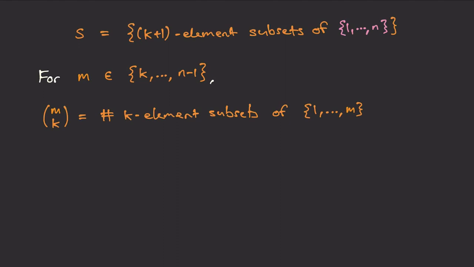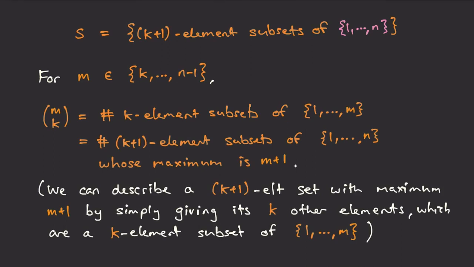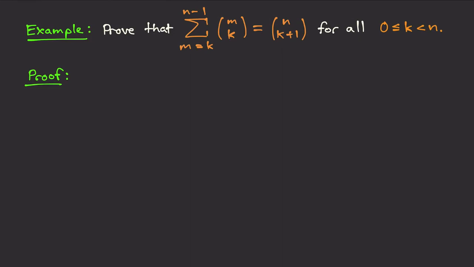However, we can do something to relate those two notions. M choose k is of course the number of k-element subsets of 1 up to m. And that is the same as the number of k plus 1 element subsets of 1 up to n, whose maximum is equal to m plus 1. This is because we can describe a k plus 1 element subset of 1 up to n, whose maximum is m plus 1, simply by telling you its k other elements, all of which are somewhere between 1 and m.